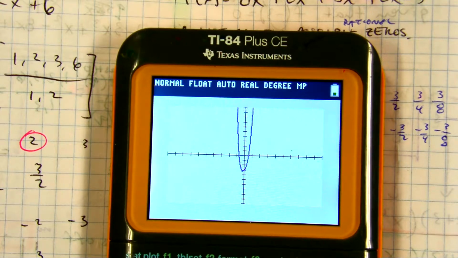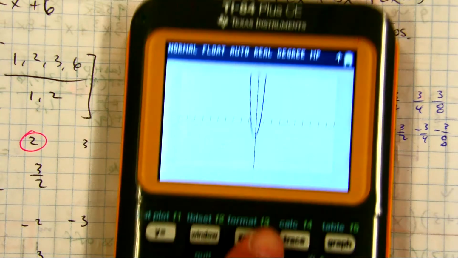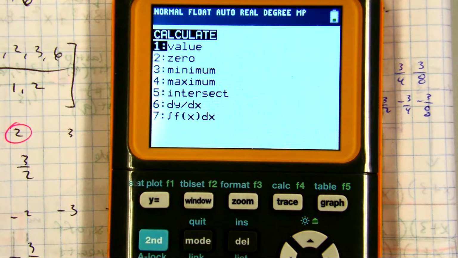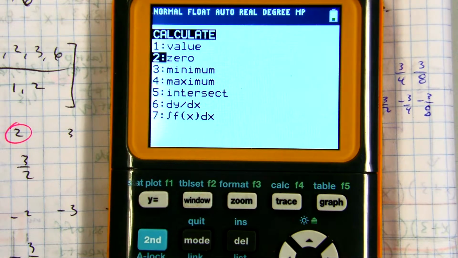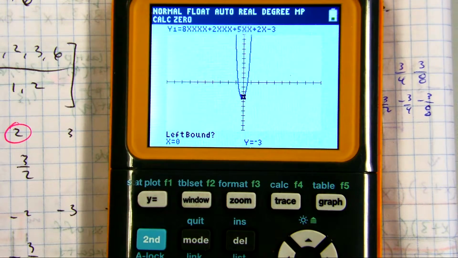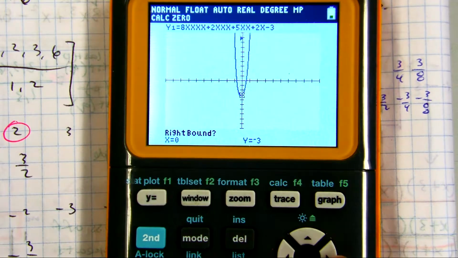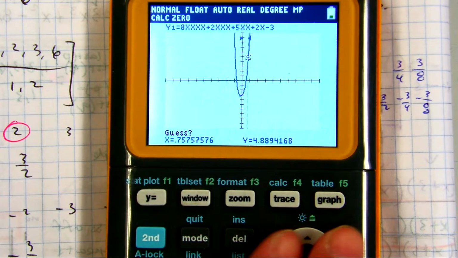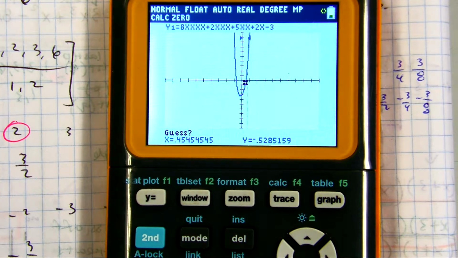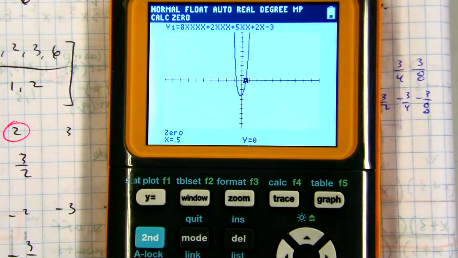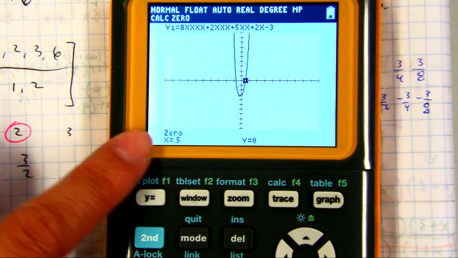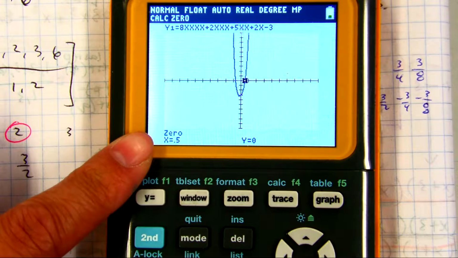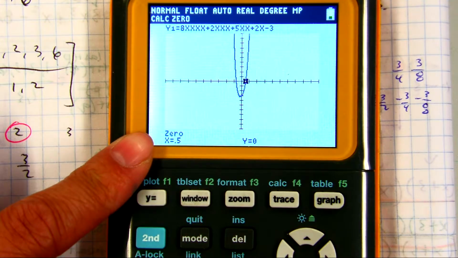Second calc? Oh! We're trying to calculate zeros, huh? Go left, right, exact. Class, what is that? Which is what? It told us the answer.